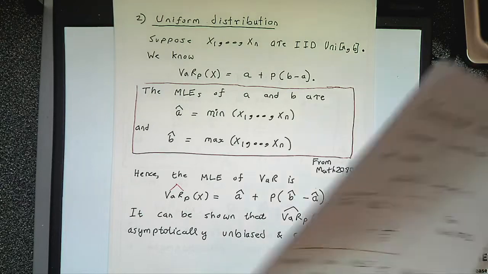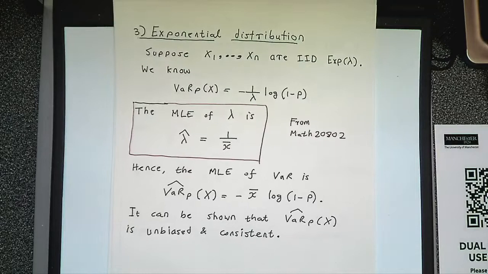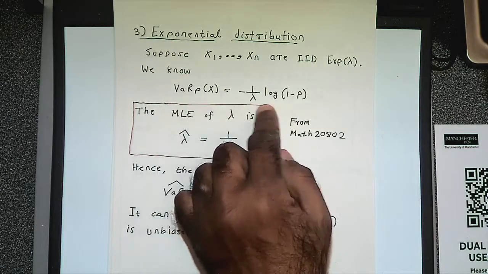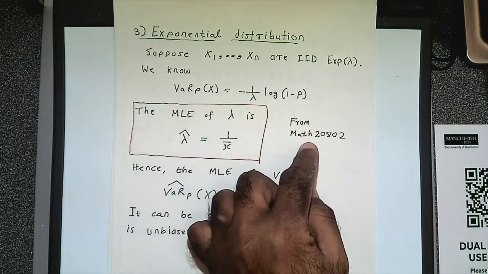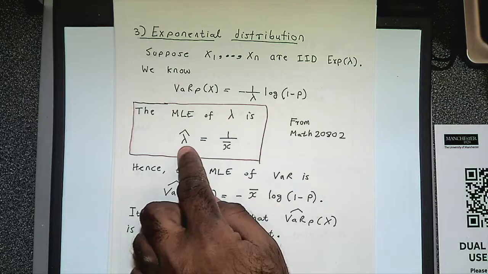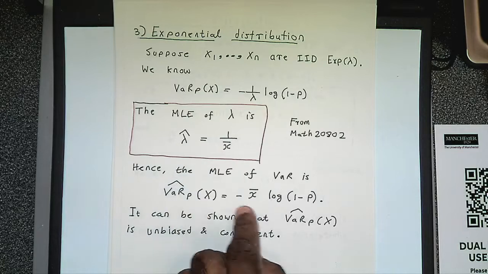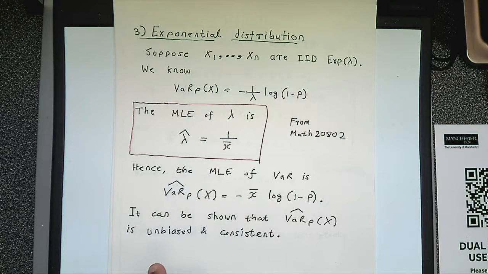The third parametric estimation method assumes that the losses are exponentially distributed with parameter lambda. In this case, we showed last week that the formula for VaR is given by this, and you should know from stat methods that the MLE for lambda is this, and hence the MLE for VaR is this. It can be shown that this is unbiased and consistent. That's the third parametric method.